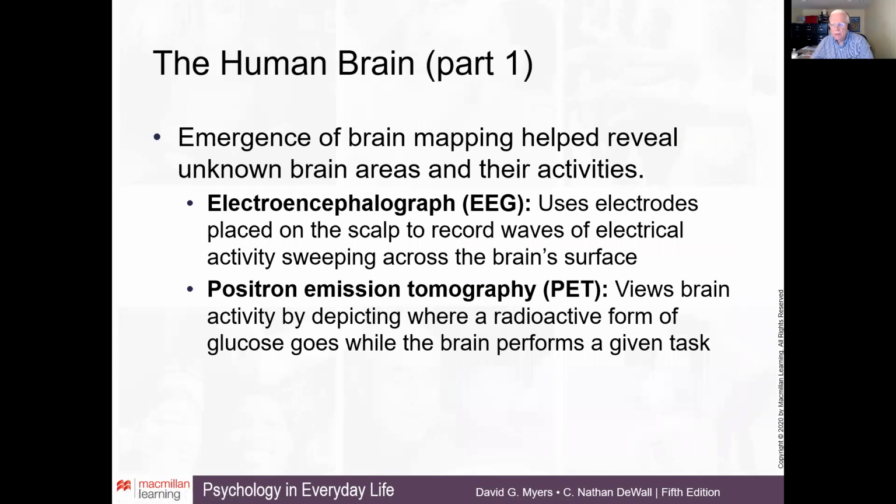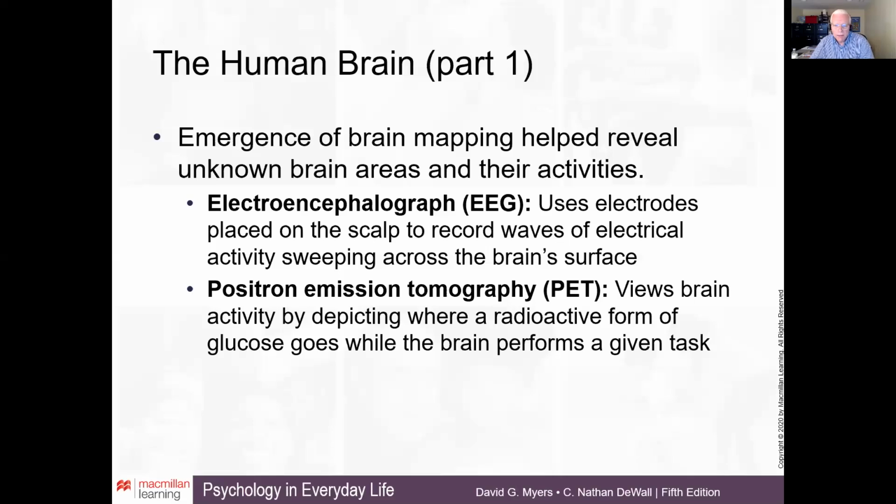One of the exciting developments in recent years in studying the brain is in the area of neuroscience, where various kinds of methods are now used to look at what's going on in the brain. One of these is an electroencephalograph or EEG machine. These have been around for quite a while, and they record the electrical activity of the brain.